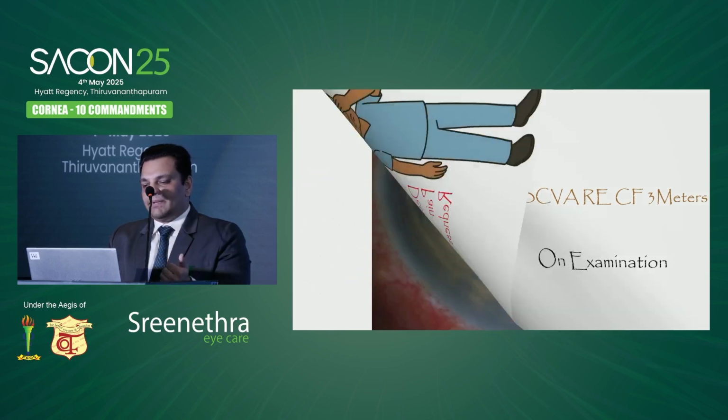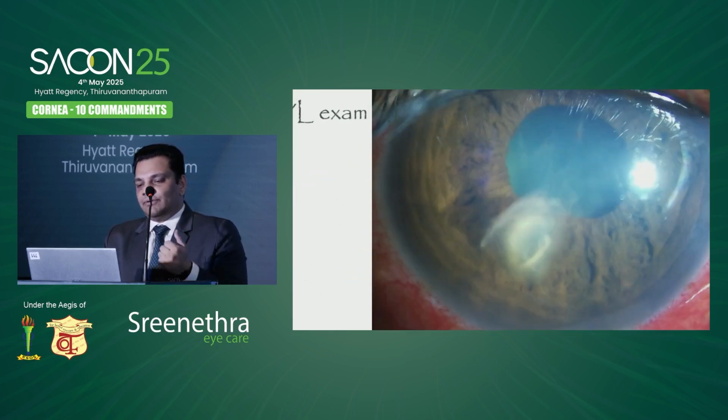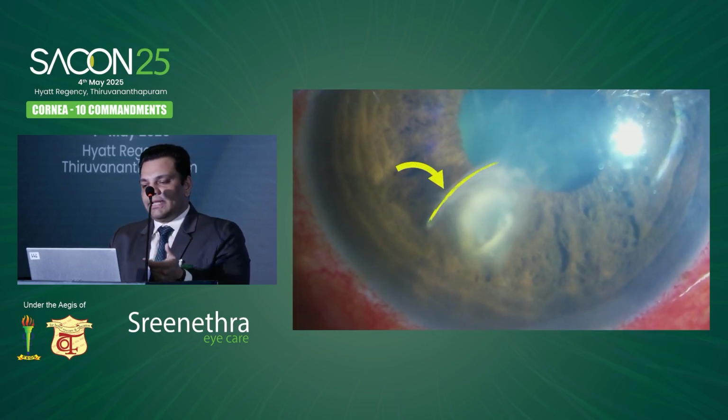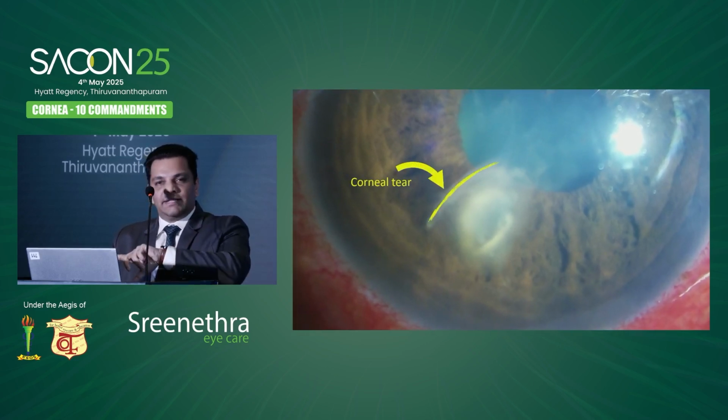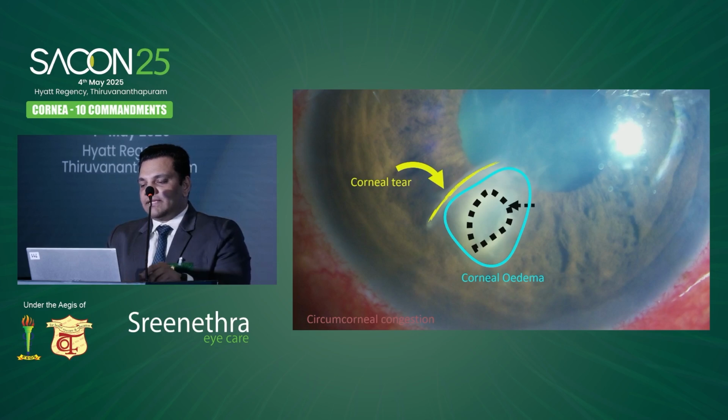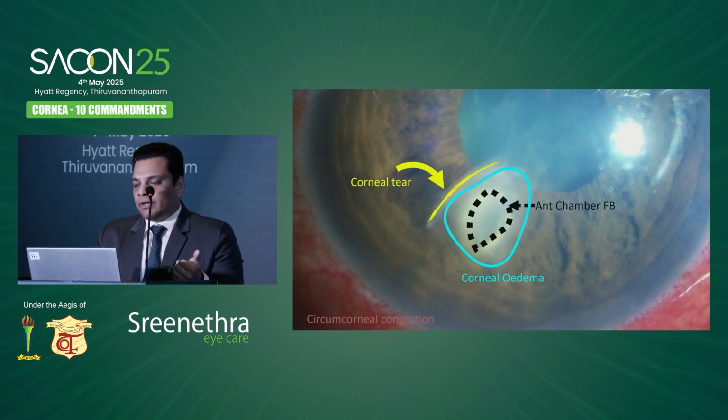And then I did an examination. I go to the next slide. There you can see this is a slit lamp exam. Now, how do I highlight this image? I just draw an arrow highlighting that there's a corneal tear there, the circumcorneal congestion, then there is wound edema, and they're probably suspecting an anterior chamber foreign body.